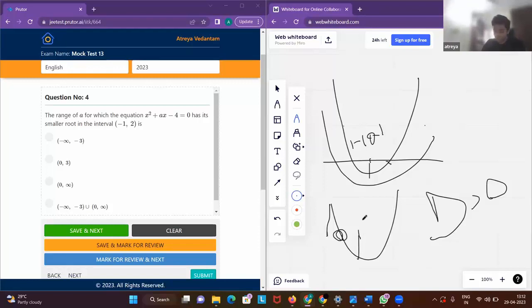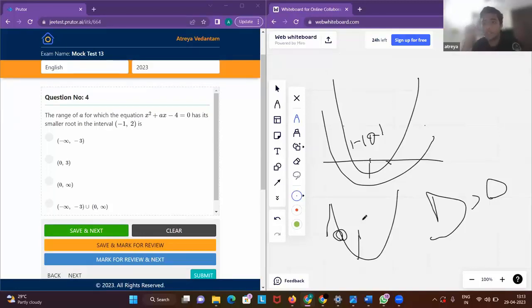So f of minus 1, if we substitute, we'll get 1 minus a minus 4, which is greater than 0. So if you simplify that, a is less than minus 3 is the condition that we get. Second condition, f of 2 is less than 0. F of 2 is 4 plus 2a minus 4 is less than 0, which means a is less than 0. So from both the conditions, we are clearly getting that a is less than minus 3.